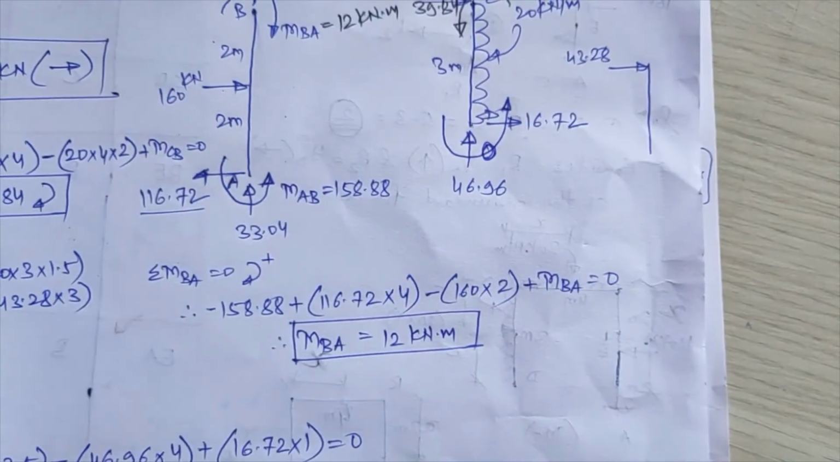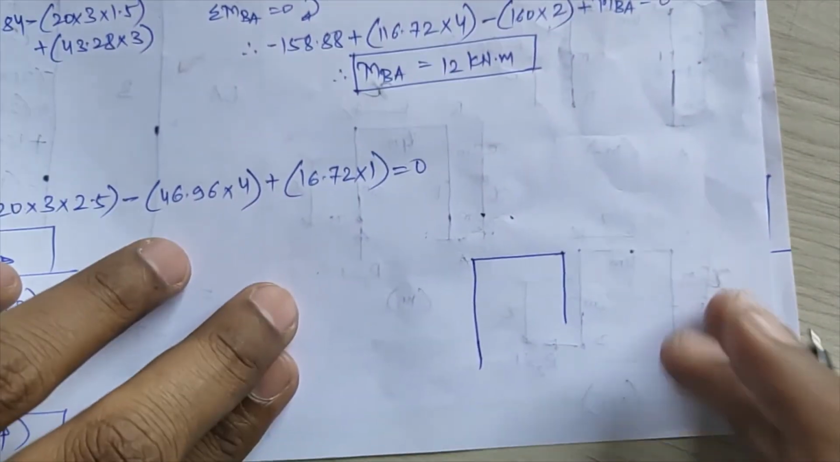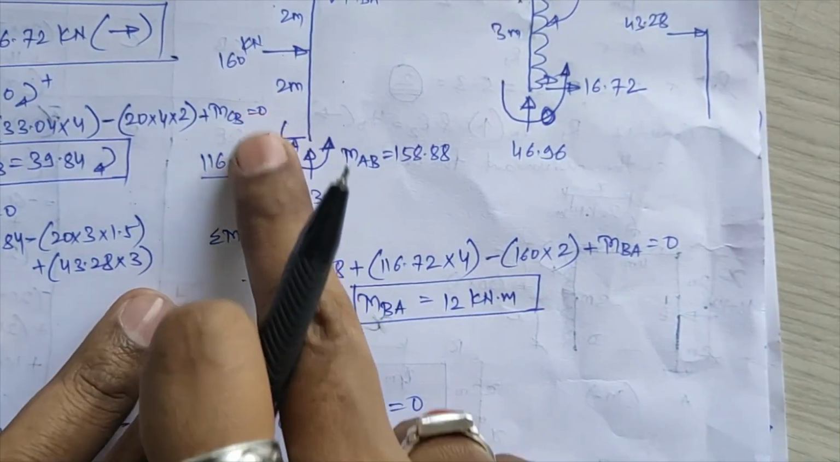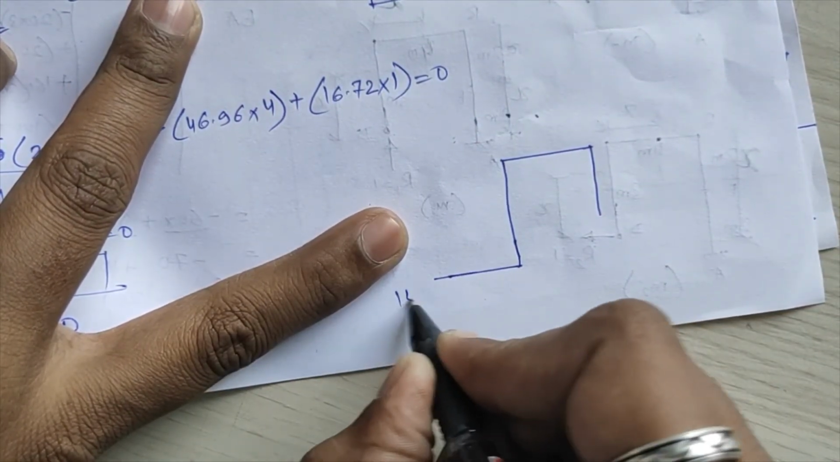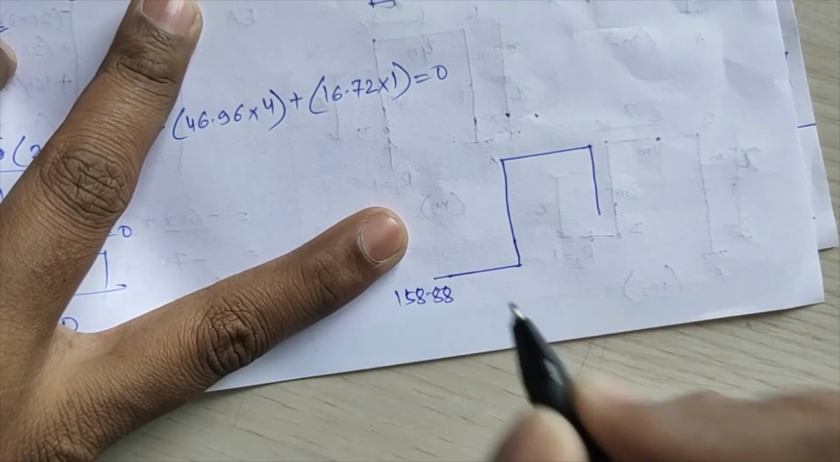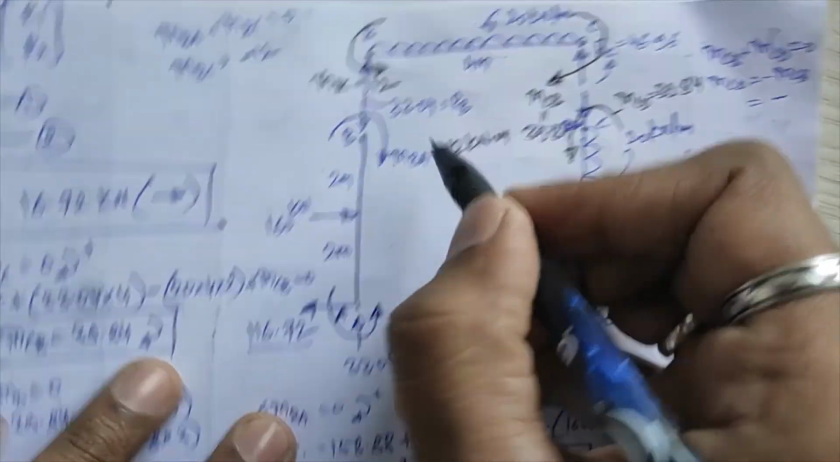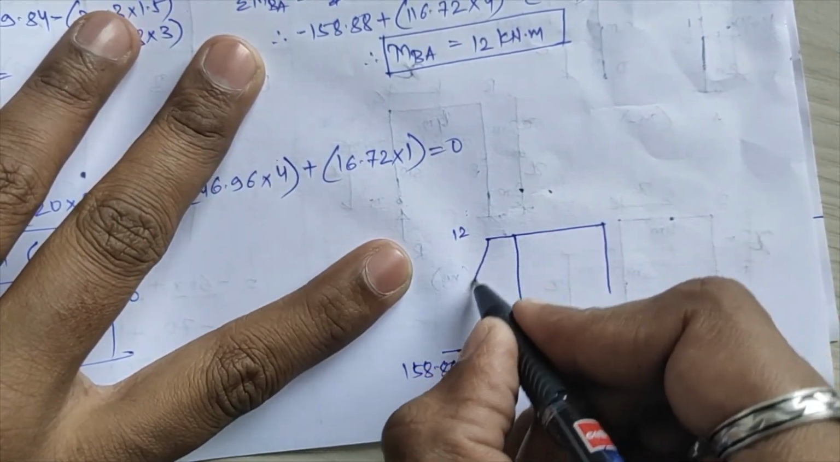Here we'll do this fast and I'll draw a short diagram. This is my ABCD over here. At joint A, which moment do I have? That is the anticlockwise moment, negative, so it will be plotted on the outward side, 158.88. Next at point B, for BA I have a positive moment, so again it will be plotted on the outward side, that is 12. Join these two by a straight line.